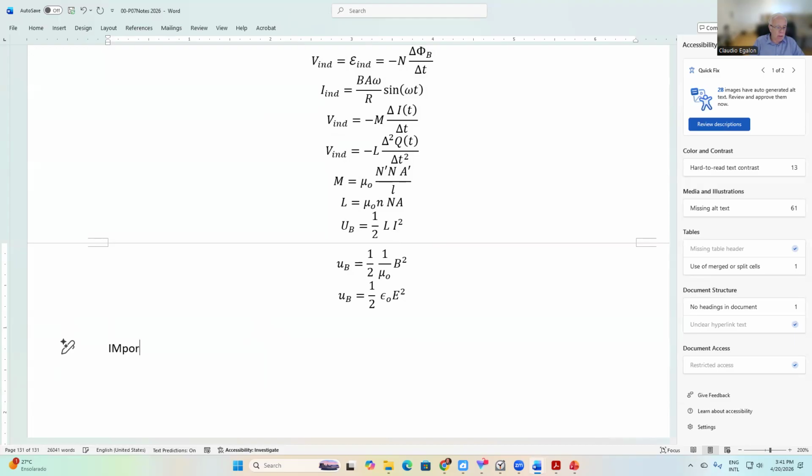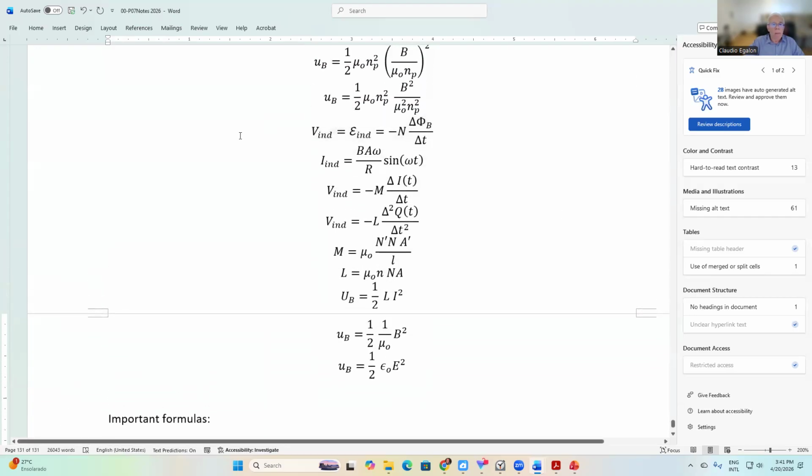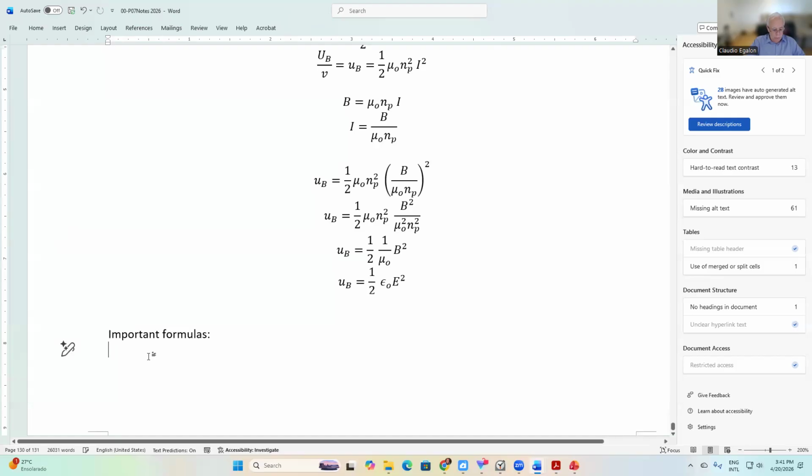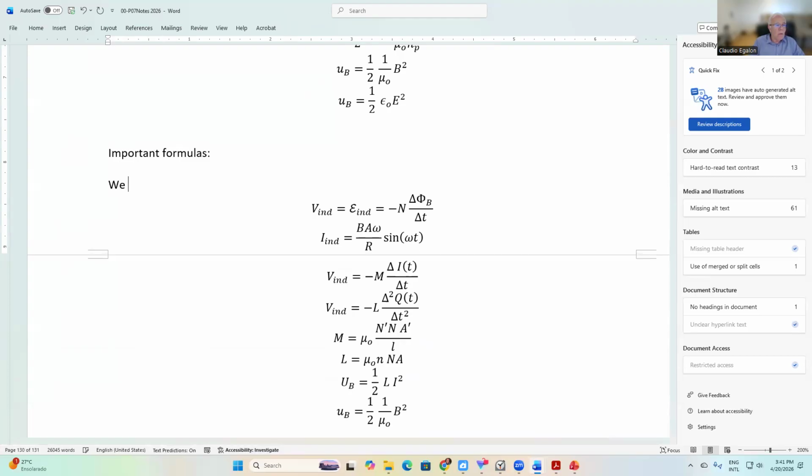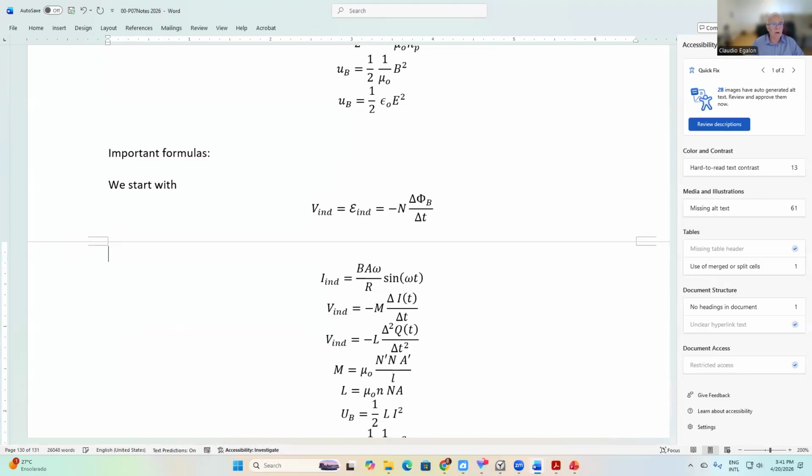Important formulas. Among those formulas, the only one that you have to memorize is this one here. Everything else follows from this formula. That's the most important formula that you have to memorize. We start with this equation.